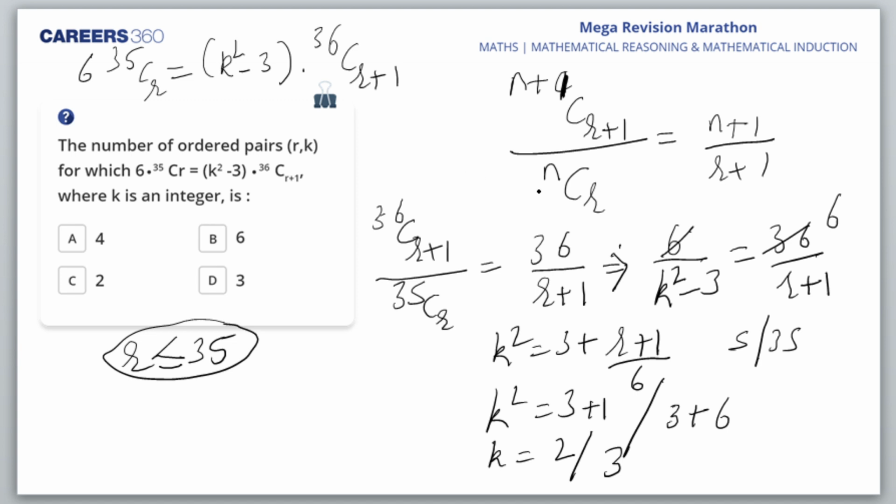So what would be the ordered pair? R is equal to 35, I am getting 3. And if I take R is equal to 5, I am getting 2. So what ordered pair am I getting? Tell me. K is an integer. So I am getting 2 or 3. So shall I do the number of ordered pairs? How many ordered pairs will I find? When I take R as 5, I get K as plus minus 2. Am I right? So 2 are there.